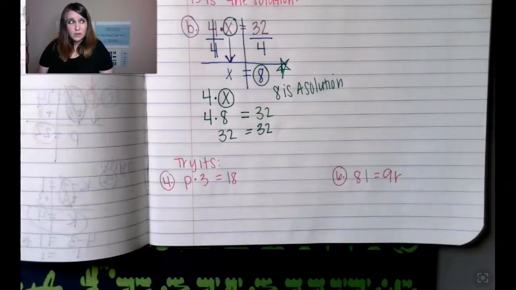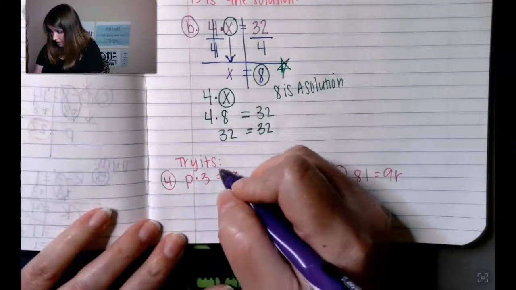Can you do one-step equations with division? Can you isolate the variable and find it with division? Meet that learning target.